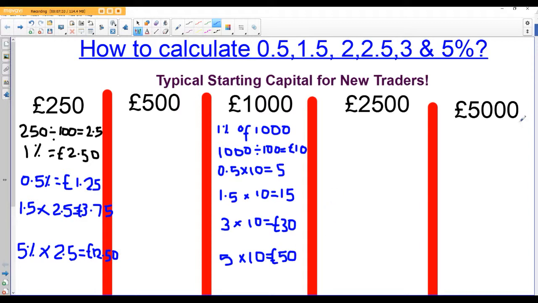Okay, guys. Now let's look at, say for example, someone on a £5,000 account. So we've got 5,000. Let's find 1%. We divide that by 100.